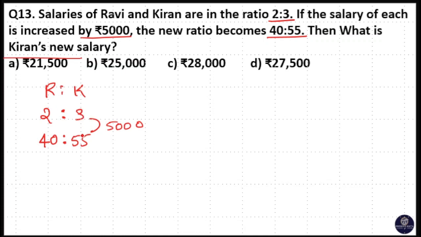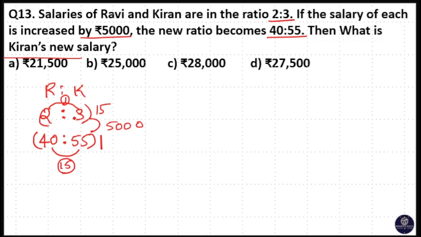Difference between 3 and 55 is equal to 52 and difference between 2 and 40 is equal to 38. So this is not constant. In order to make it constant, take the difference between 2 and 3, that is 1 unit. Then multiply it with 40:55. Then take the difference between 40 and 55, that is 15 unit. Then multiply it with 2 and 3.